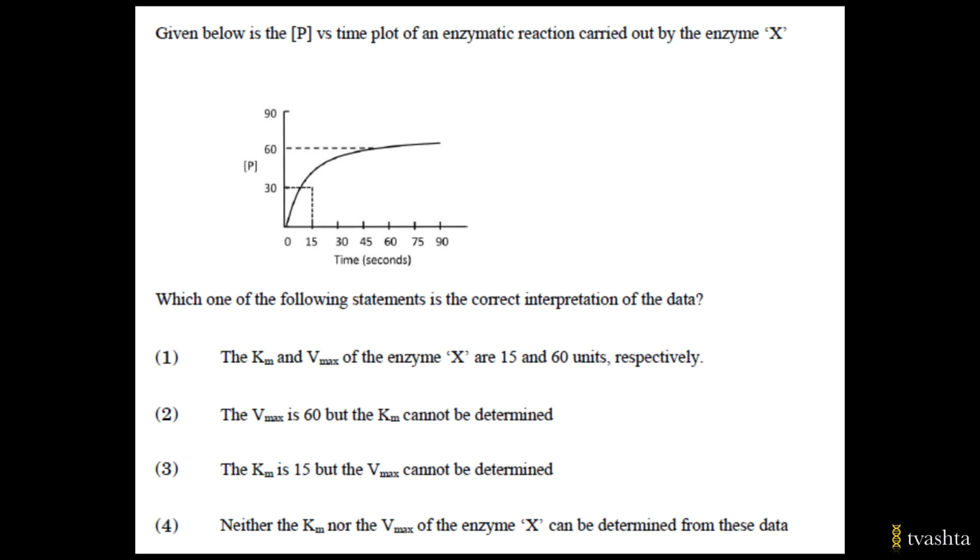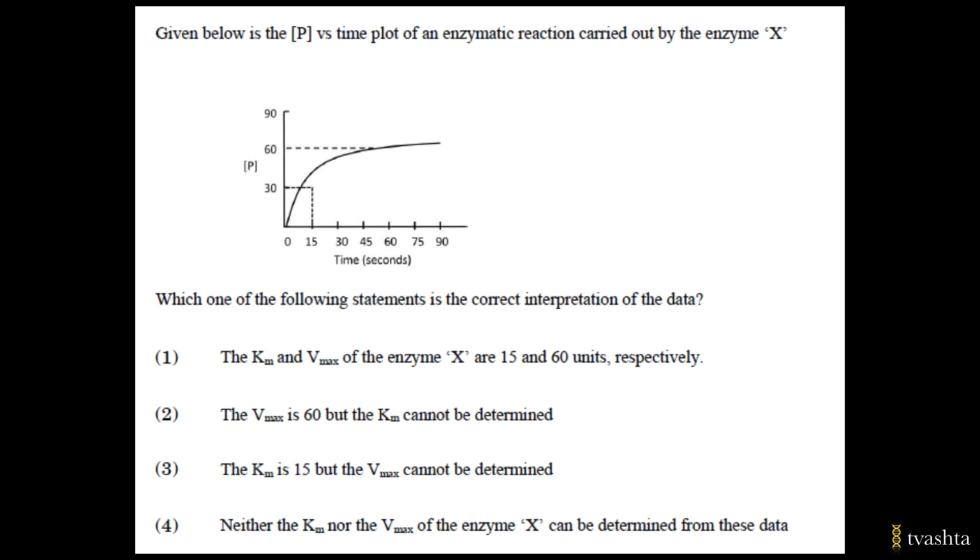Vmax also cannot be determined because if you understood correctly, the reaction will reach its maximum rate when all the enzyme is present as enzyme substrate complex, and that enzyme substrate complex will get converted into product and free enzyme. And in options 1 and 2 it is mentioned that Vmax of the enzyme is 60 units, which is the maximum product concentration. So concentration cannot be the same as the velocity.